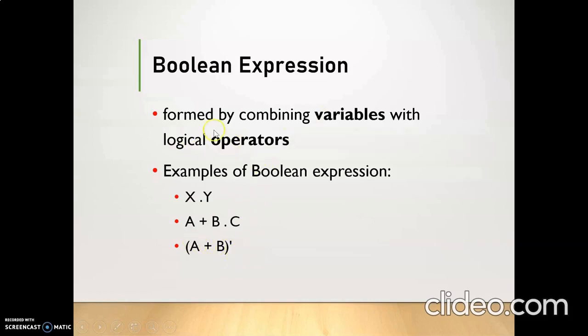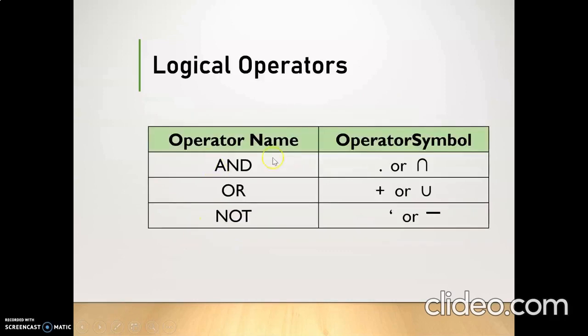So we can see here Boolean expressions are formed by combining variables, x and y are variables, with logical operators. These are logical operators, and, or, not, but they are represented using these symbols. We have only three logical operators in Boolean, which are and, or, not. And is represented by using dot or intersect, or is represented by using plus or union. Not is represented by using prime or bar.